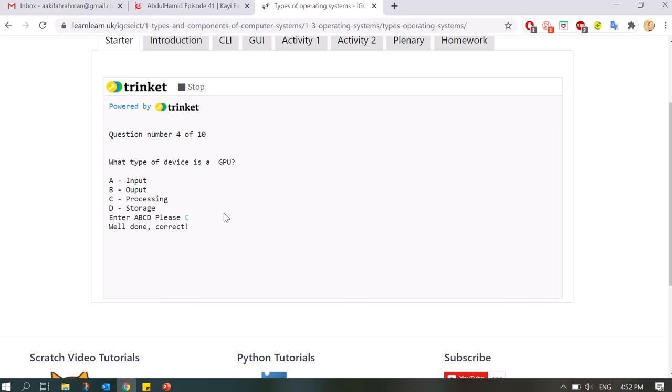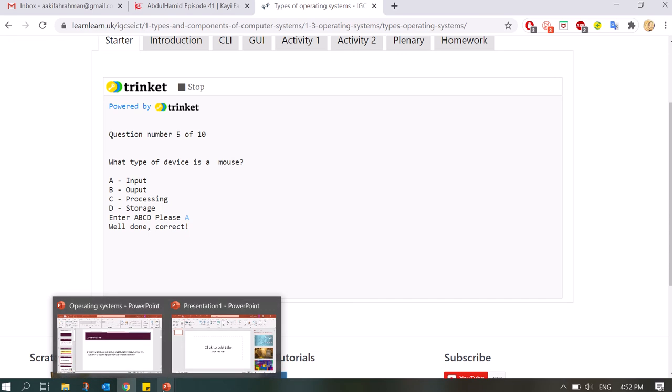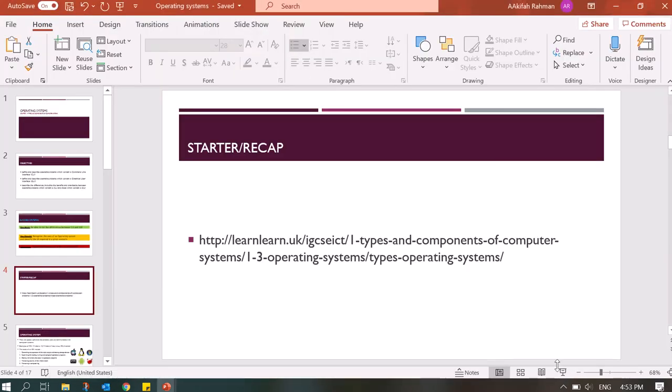The last question we will do today is asking what type of a device is a mouse. So mouse definitely comes under input and output, but which one? It takes data from the outside world to inside the computer, so that would be input. So let's type that in. Good. So that's our starter for today.